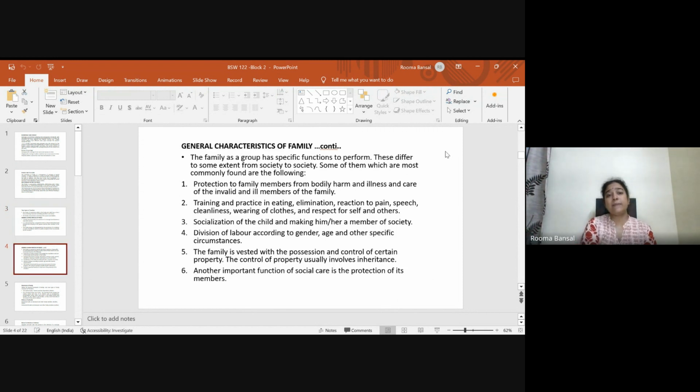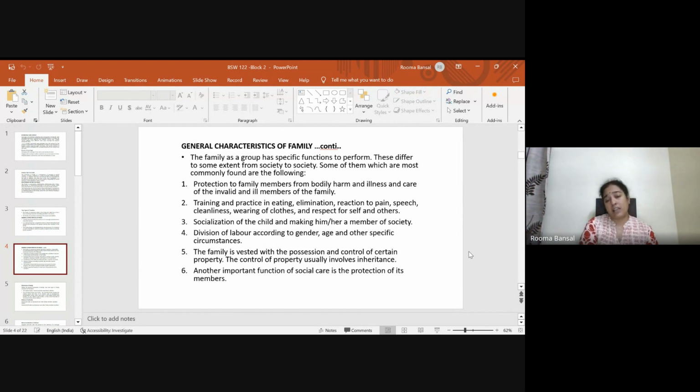Another point is that the family as a group has specific functions to perform. These differ to some extent from society to society. Some of them, which are most commonly found, are the following. Here we are talking about functions of the family. Number one, protection of family members from bodily harm and illness, and care of the invalid and ill members of the family.